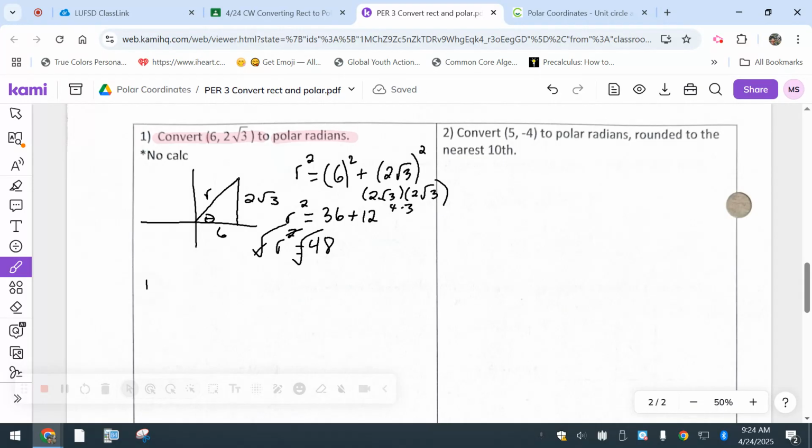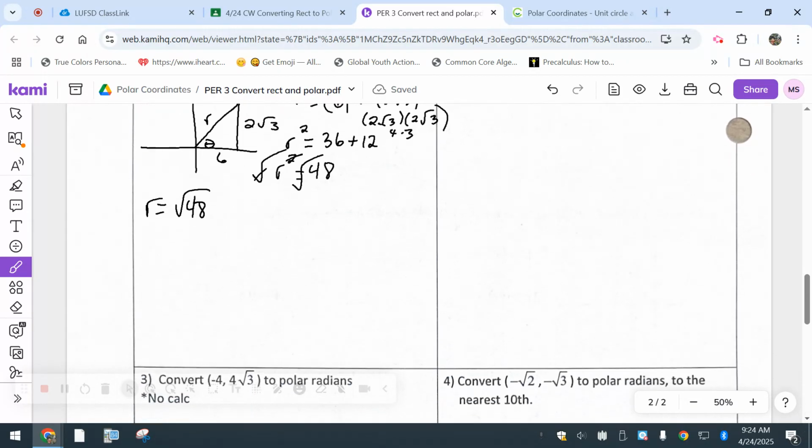So R is, now I do like you guys to simplify that, right? The square root of 48. Now you got to think of your perfect squares. 4, 9, 16. 16 times 3.